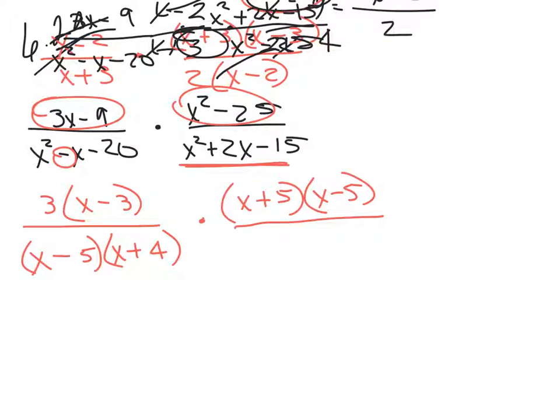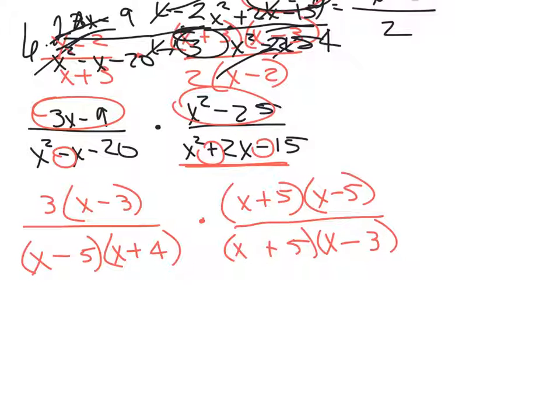Now let's look at this one. Two numbers multiplied together give me 15, added together give me 2. 5 times 3, and I need to get a negative, so one of those has to be negative. Well, since this is positive, my biggest one has to be positive. So 5 minus 3 gives me my 2, and 5 times negative 3 gives me my negative 15.